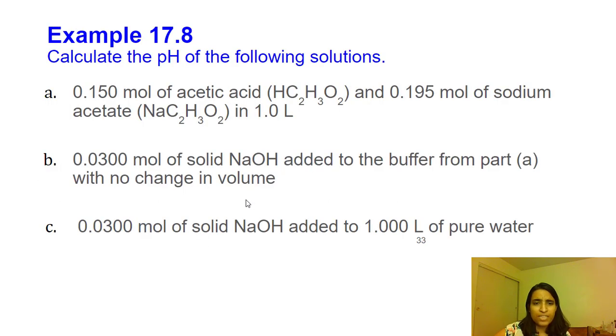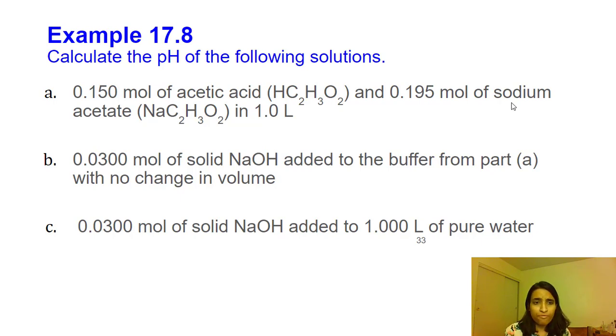So here's an example. Calculate the pH of the following solution: 0.150 mole of acetic acid and 0.195 mole of sodium acetate. As soon as you read the question, you should be able to recognize acetic acid is a weak acid, and sodium acetate is the conjugate base of that weak acid. This is a buffer solution. So you can use the Henderson-Hasselbalch equation to solve it instead of an ICE table. You can also use an ICE table, that is completely fine. It's just that an ICE table will take a longer time.